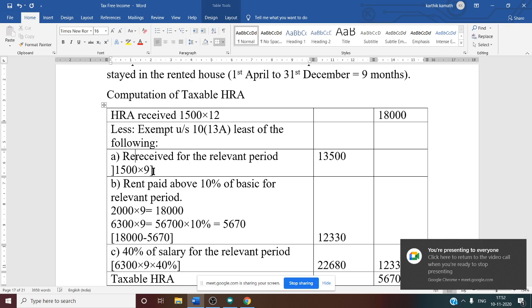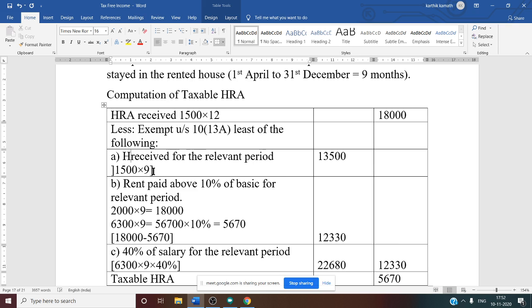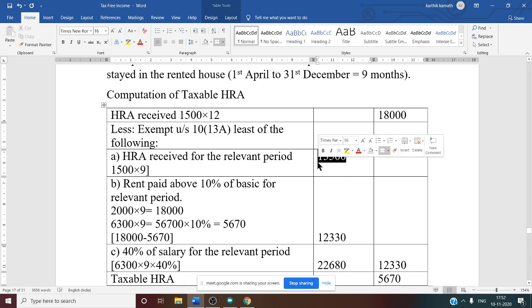There is a correction in the first one. There is a typing mistake; you have to correct this in your notes. HRA received for the relevant period: 1500 into 9. So the answer is 13,500. So this is our first condition.